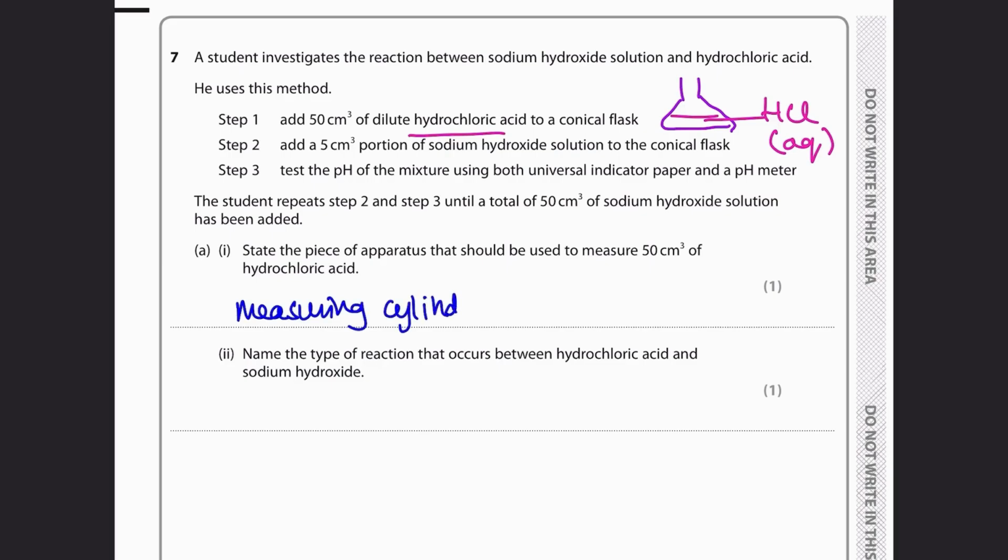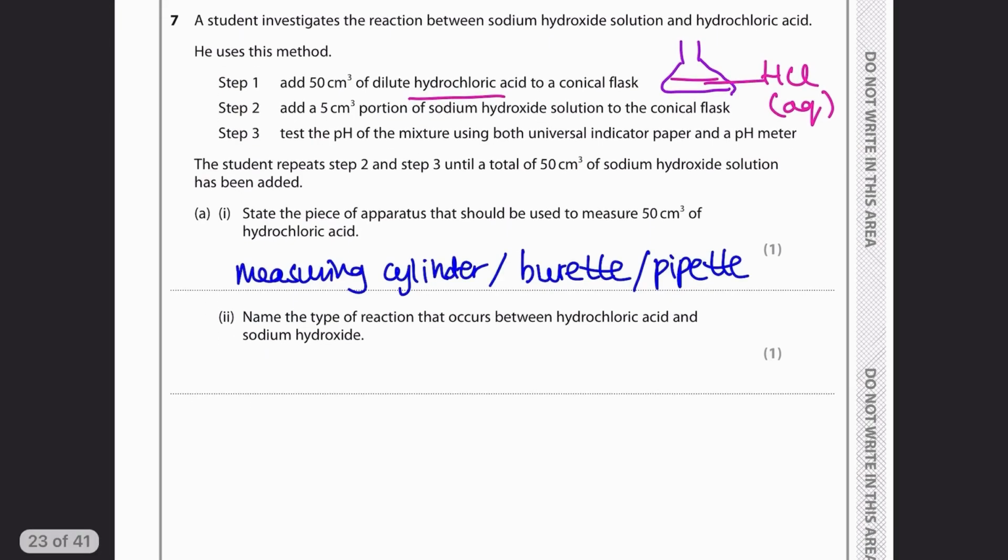or you can use a burette, because you use that a lot in titrations, right? And those are very accurate, or even a pipette. So these two measuring instruments used in titrations are very accurate ways of measuring volumes of liquid. Part 2, name the type of reaction that occurs between hydrochloric acid and sodium hydroxide.